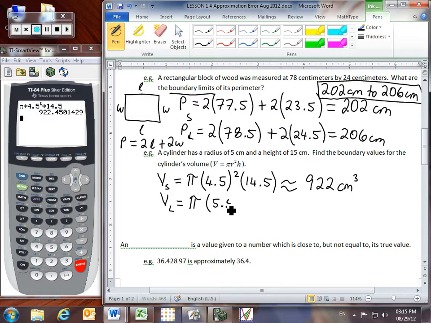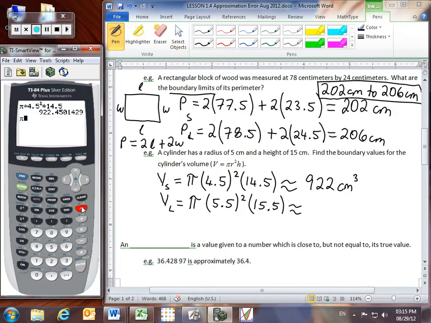5.5, always plus or minus 1/2. And the biggest possible height is 15.5. Let's put that into the calculator. Pi times 5.5 squared times 15.5. And the largest possible volume, if I round it to 3 significant figures, would be 147.